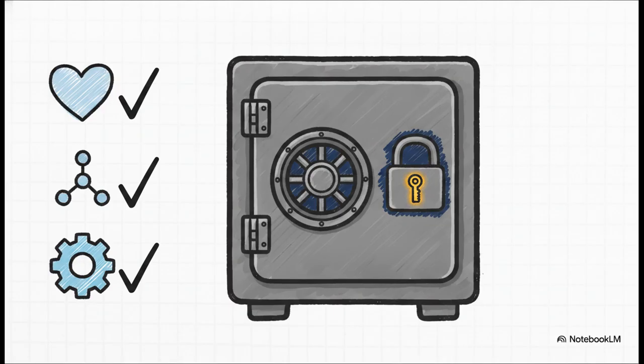But here is the absolutely critical part. It must do this securely. Endpoint credentials and API keys must stay locked firmly in the runtime secret store. They should never, ever leak into your readiness output, your health checks, or your application logs.